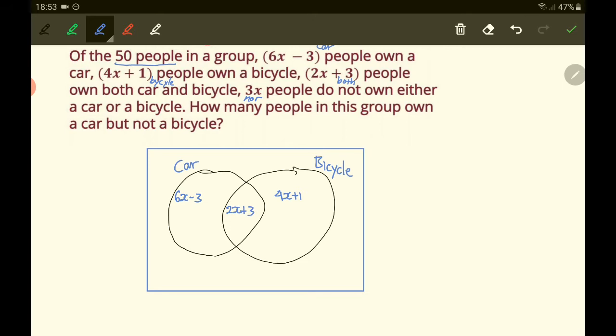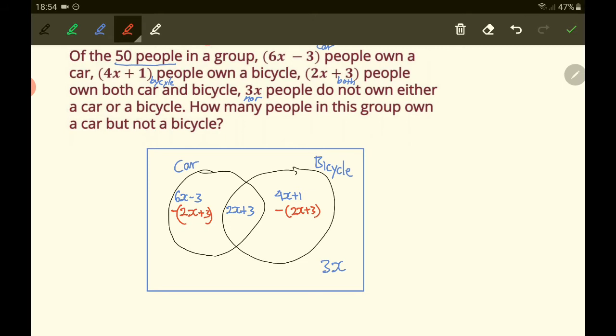So 3x is neither. This is 3x outside the circle. We can see here the middle part has 2x plus 3. So on the side here, on the car and on the bicycle, we need to minus 2x plus 3. On the car part, we minus it with 2x plus 3. Don't forget the bracket. And this part also minus 2x plus 3. So you minus with what is in the middle.